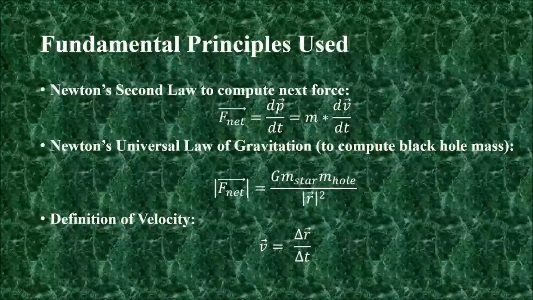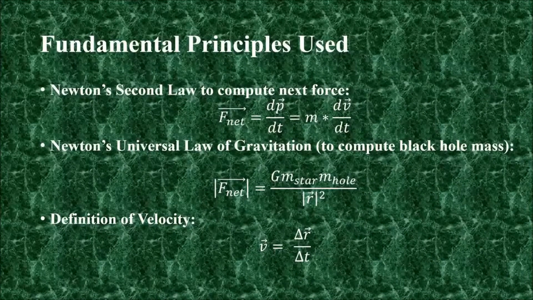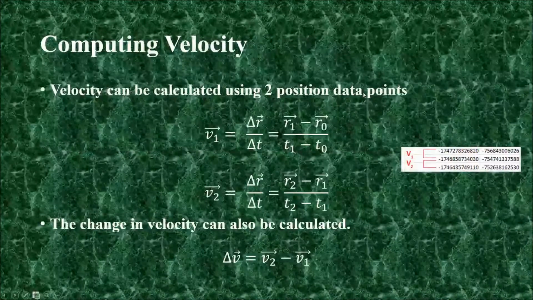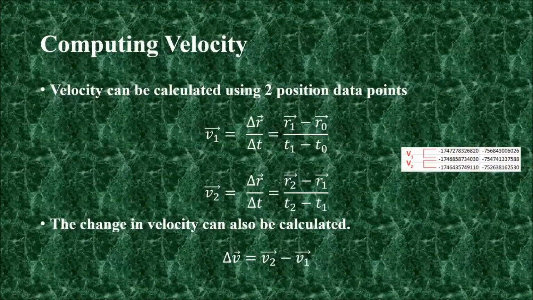Newton's second law will be used to relate the change in velocity to the net force. Newton's universal law of gravitation will be used in conjunction with Newton's second law to compute the mass of the black hole, since G, the star mass, r squared, and Fnet are known. The definition of velocity will be used to relate the change in velocity, as in Newton's second law, to the change in position. From the position data, velocity needs to be calculated.